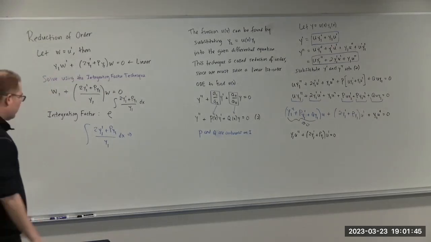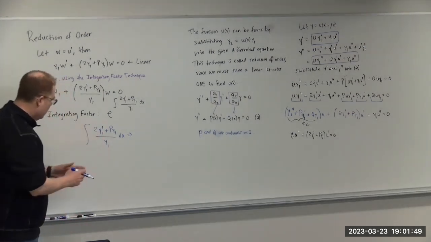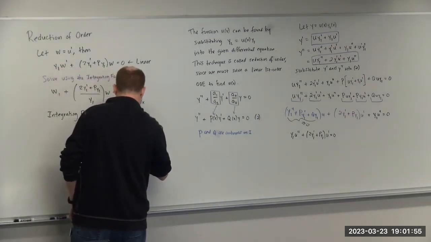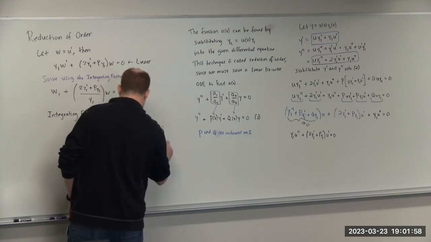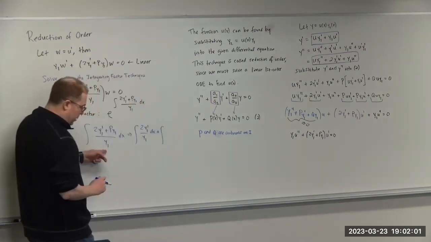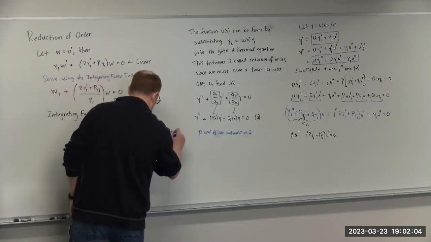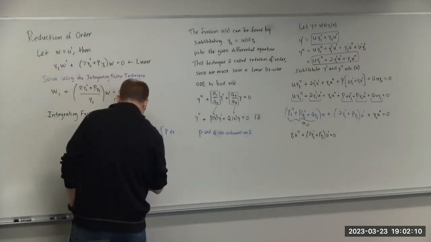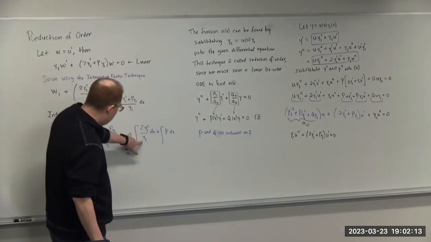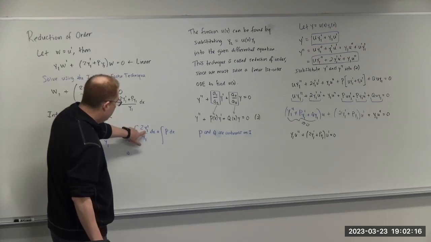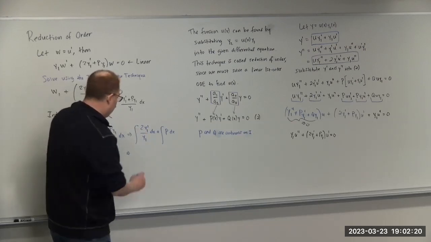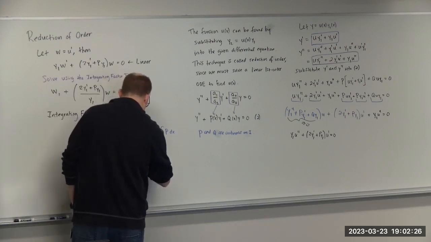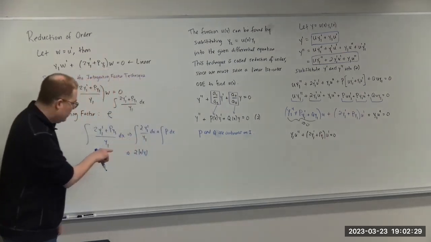We have this form, so what we can do is split this up: the integral of 2y1 prime divided by y1 dx, plus the integral of py1 over y1, which just leaves us p. And here we have y1 prime over y1. Remember, y1 depends on x, so technically this is going to be 2 times the natural log of y1.